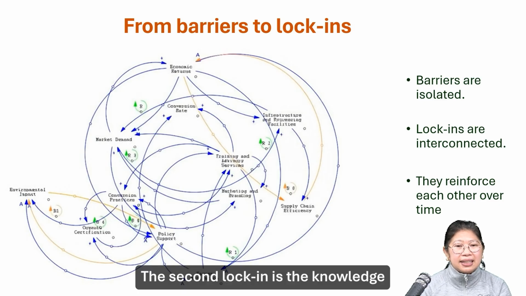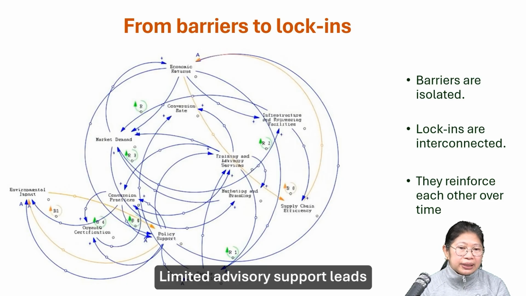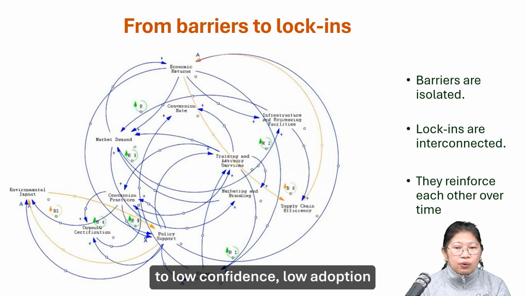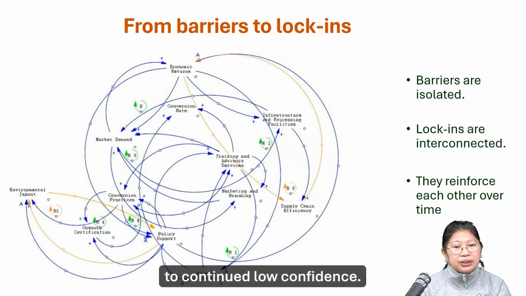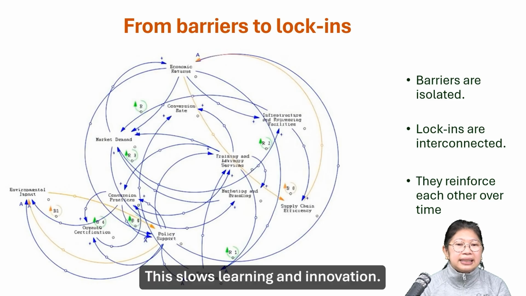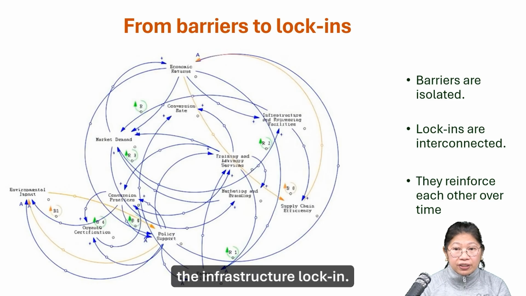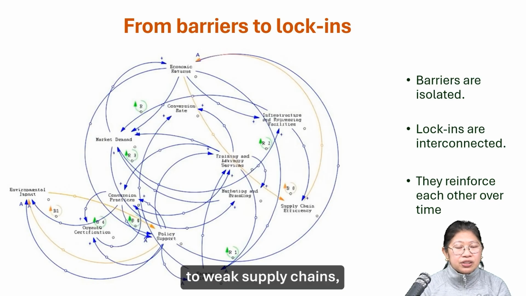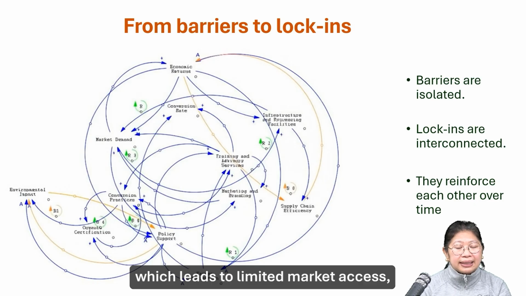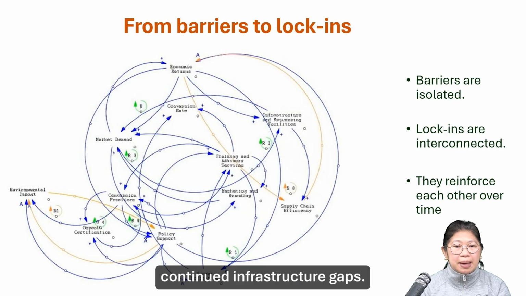The second lock-in is the knowledge and capacity lock-in. Limited advisory support leads to low confidence, low adoption, and then limited experience that eventually leads to continued low confidence. This slows learning and innovation. And the third lock-in is the infrastructure lock-in. Limited processing capacity leads to weak supply chains, which leads to limited market access, then low investment, and then continued infrastructure gaps. This constrains scaling.